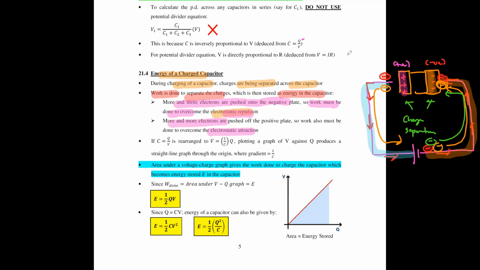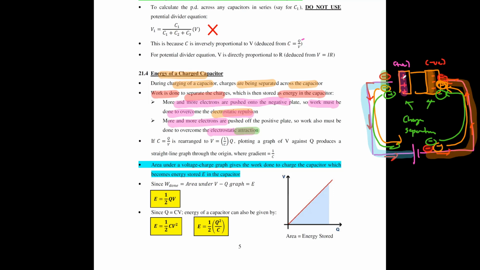When your third electron comes over here, it again causes a third electron to be pushed away from the other plate. This time, when this third electron wants to go away, it encounters an even larger attraction, because this time you have already lost two electrons.